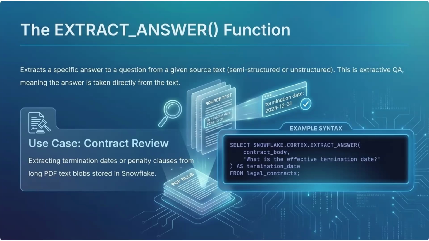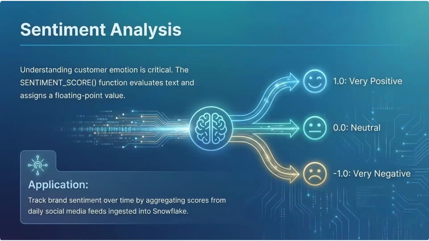I'll show you some examples. Don't worry about all these functions, okay, one by one. This is what you are asking about, sentiment score. So 1 means positive, 0 means neutral, -1 means very negative.